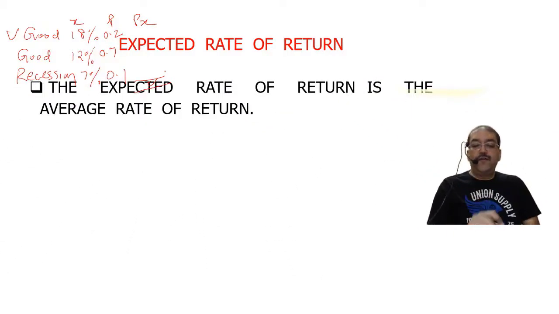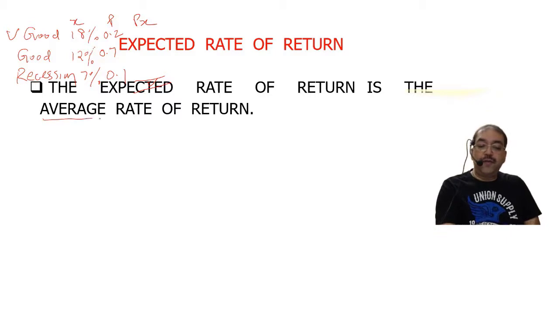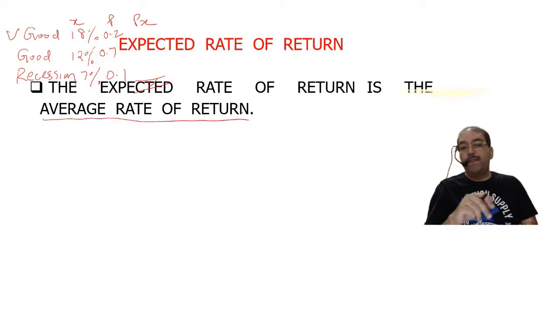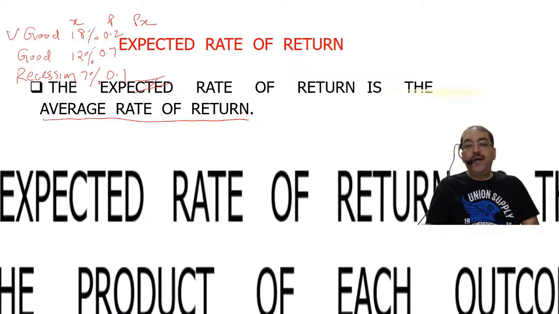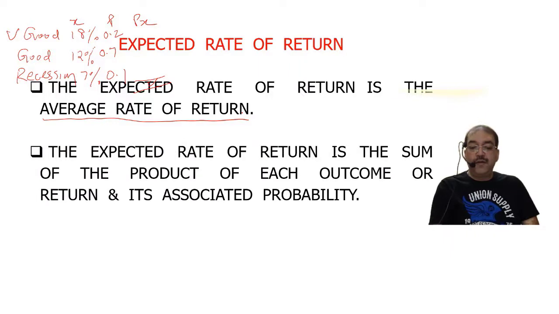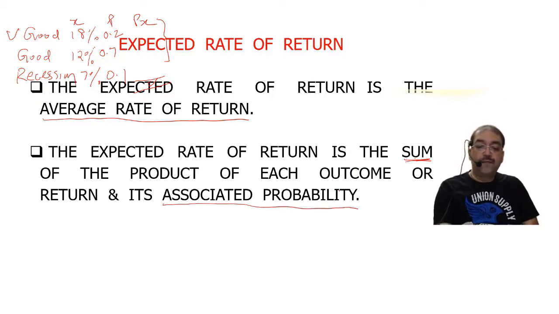So what is expected rate of return? It is the average rate of return. But how did I calculate average? By taking the product of probability and the returns. Expected rate of return is the sum total of this particular column, the product of each outcome or return and its associated probability. Correct?